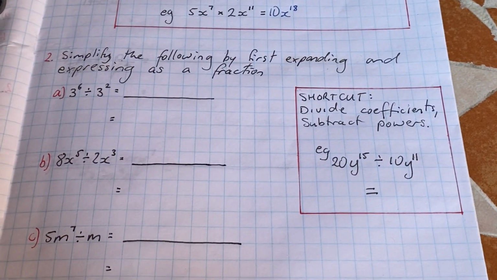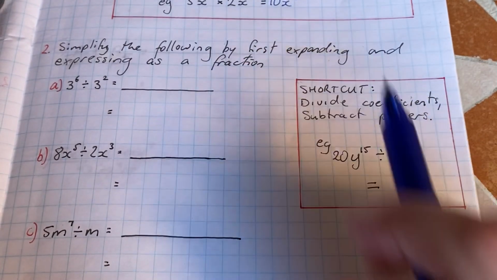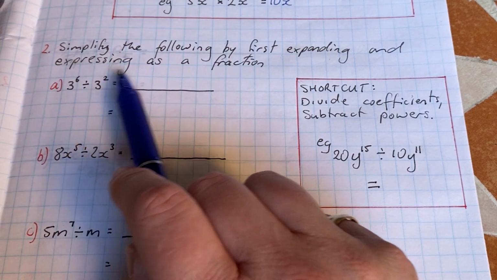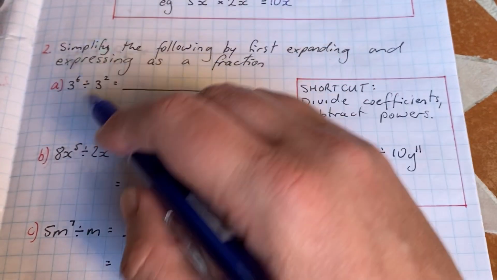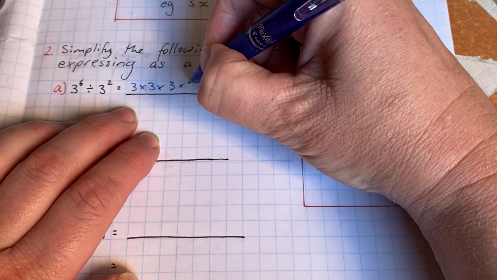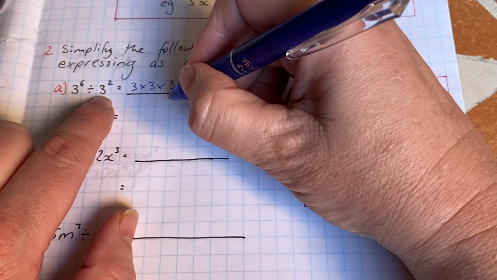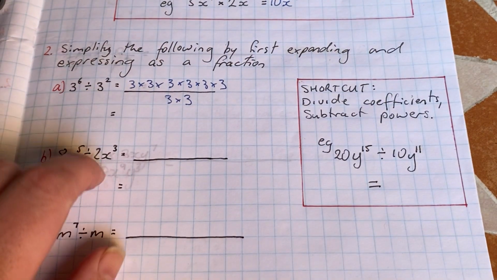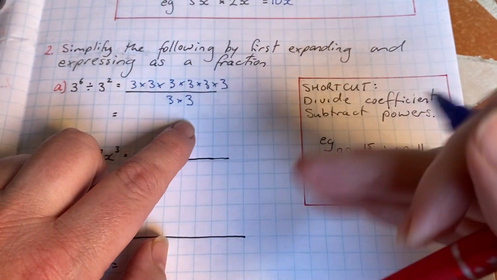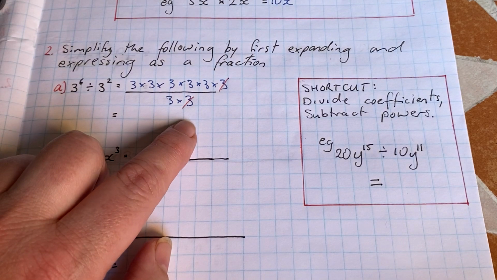So we have to simplify the following by first expanding and expressing as a fraction. Yes, I've got that shortcut there, but let's just look at them first by expanding. So remember, division is the same as a fraction. We're writing it as a fraction. So in our numerator, we have 3 times 3 times 3 times 3 times 3 times 3. There are 6 of them. In our denominator, we've got 3 times 3. Now remember, if there's something the same on the top of a fraction as on the bottom, we can cancel it. So I'm going to cancel that 3 there with that 3 there. 1 on the top with 1 on the bottom.